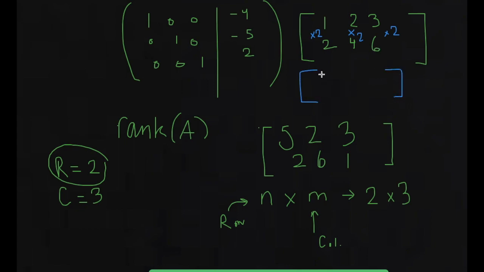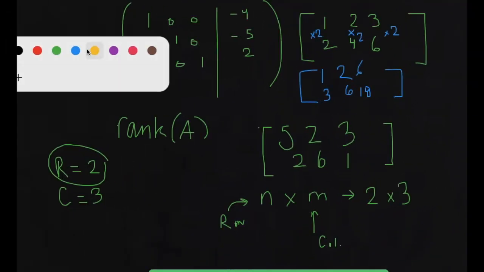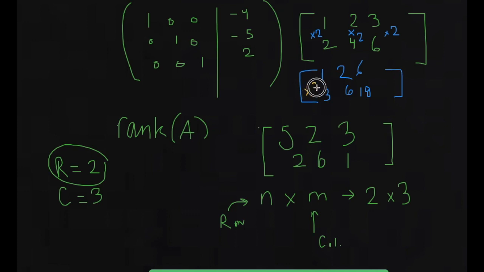If I had 1, 2, and if I multiplied all of these rows by 3, I would obtain 3, 6, and 18. Therefore, for both of these examples that I just put up, the second row is a multiple of the first. Therefore, they are not 2 different linearly independent rows. They're just 1. So the rank of these matrices would both just be 1 because there is only one independent line.